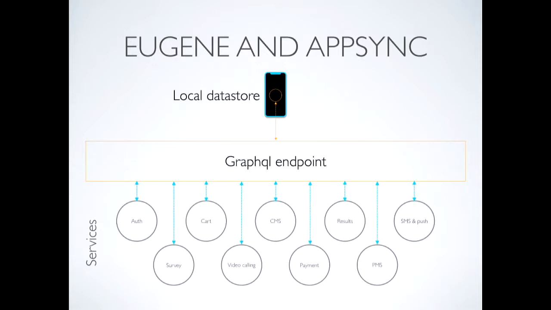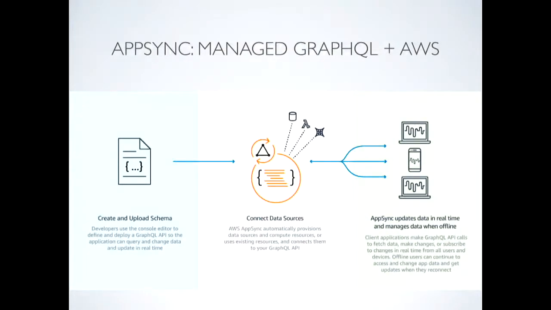So this is what EUGENE looks like. So we have our local data store that's provided by AppSync. We have our single GraphQL endpoint, and we have all of our services underneath. Now, it's not really this neat, but close enough. So what is AppSync?